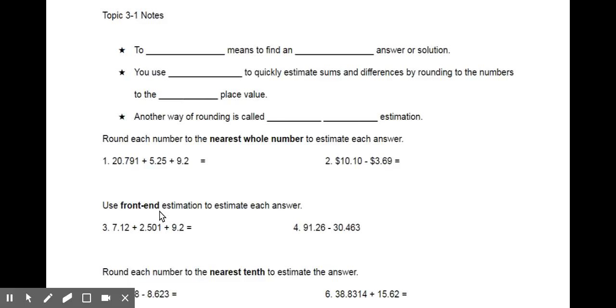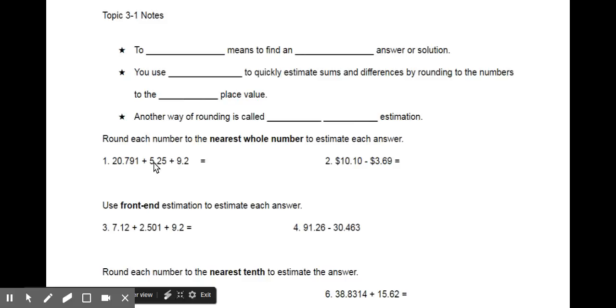Okay, so on number 1, the directions say round each number to the nearest whole number. So if you look at 20.791, nearest whole number. Whole numbers are the numbers in front of the decimal. So if you look 1 to the right, we see a 7. And rounding is if the number to the right is 5 or greater, you round up. So since 7 is greater than 5, this becomes 21.